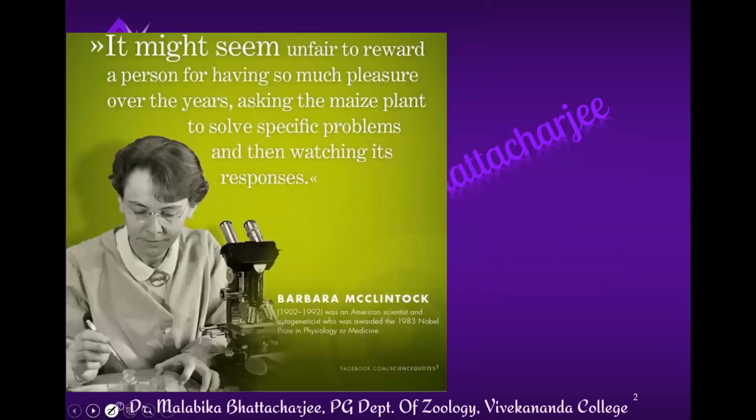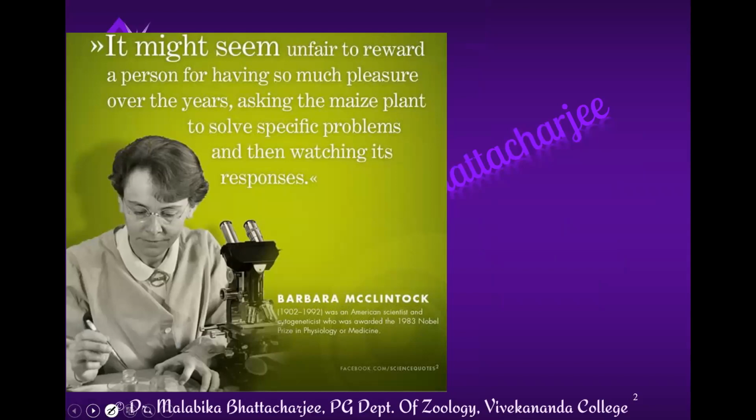Now, coming to this lady, this is Barbara McClintock, who was awarded the Nobel Prize in 1983 for her lifelong work on maize. And she was very passionate about her work. Barbara McClintock began her scientific career at Cornell University, where she pioneered the study of cytogenetics in the 1930s using maize as a model organism.